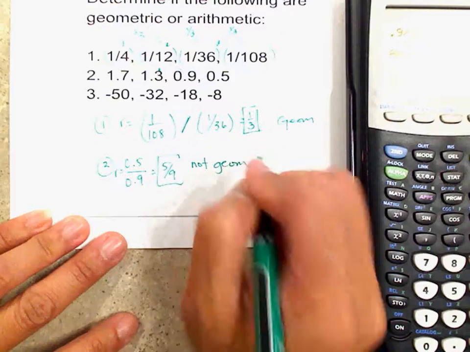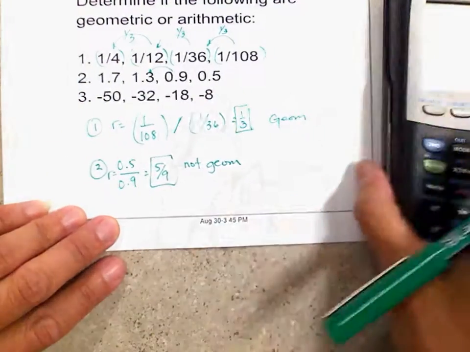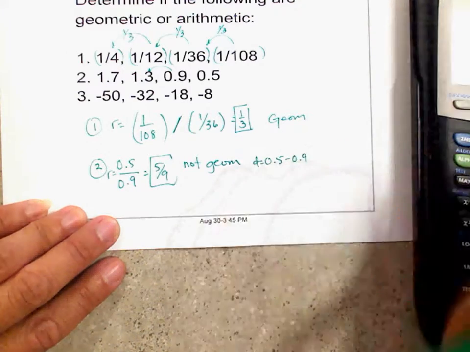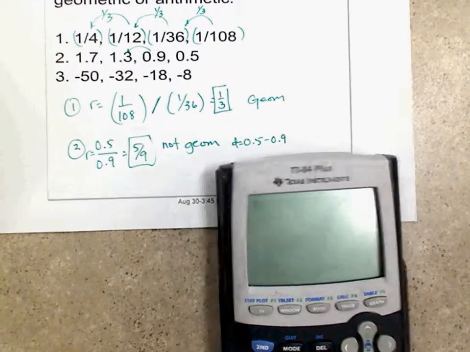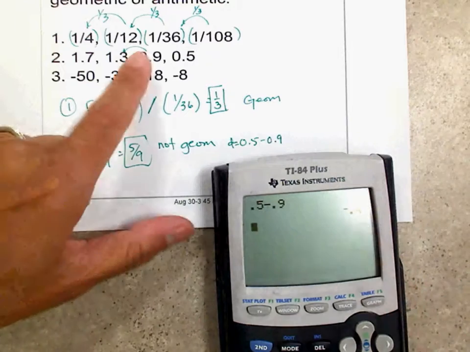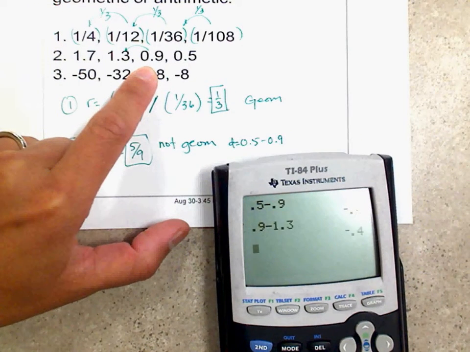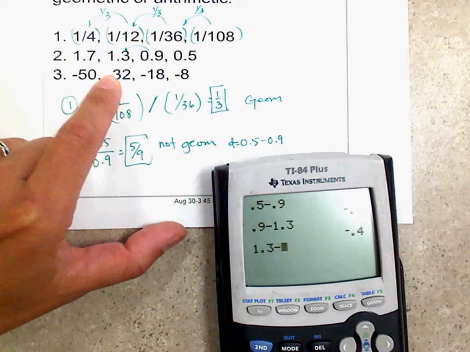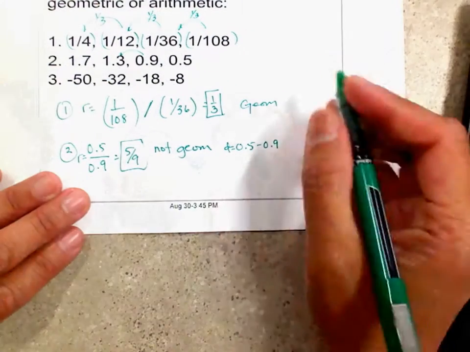Okay, let's see if it's arithmetic. For arithmetic, you would go 0.5 minus 0.9. Let's see if we can find a D. 0.5 minus 0.9. Okay. 0.9 minus 1.3. Seeing a pattern? 1.3 minus 1.7. All subtraction. So this one is arithmetic.